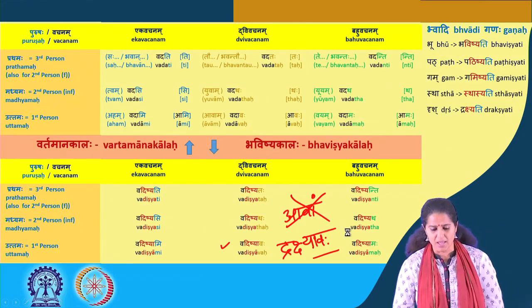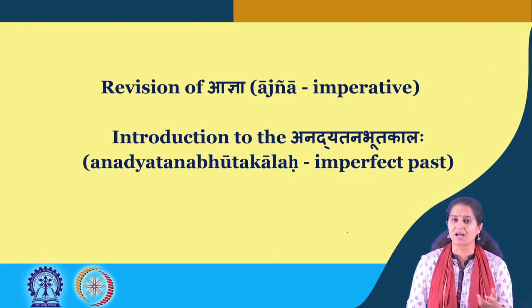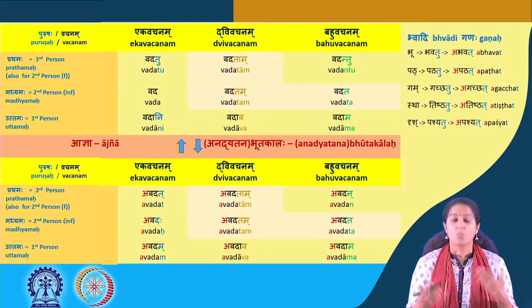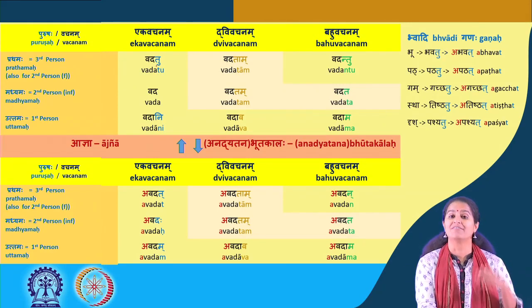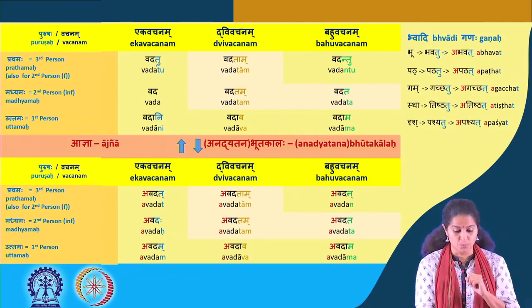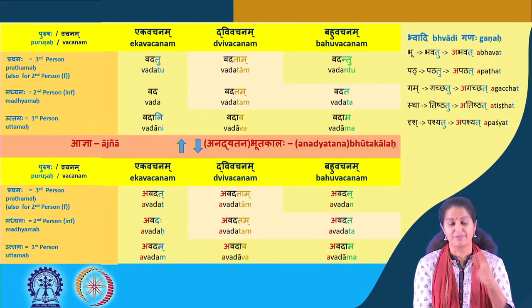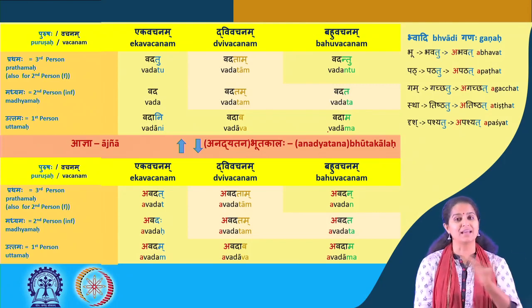So let's move on to the next one, and here I'd like to introduce you to the anadyatana bhutakala or the lang, and this is the imperfect past. So there is a similarity there. We have already looked at the lot or the ajna form, and what did we see there? We had vadati became vadatu, and then vadatam, vadantu, vada, vadatam, the two of you, vadata, vadani, vadava, the two of us, and vadama.